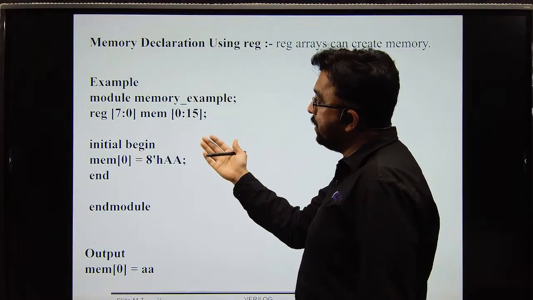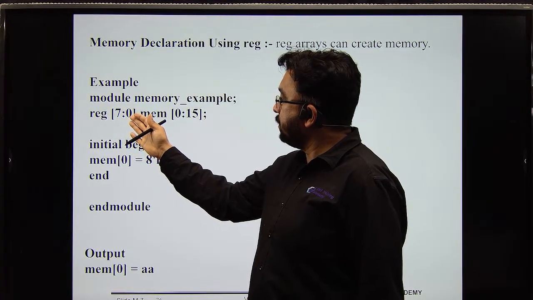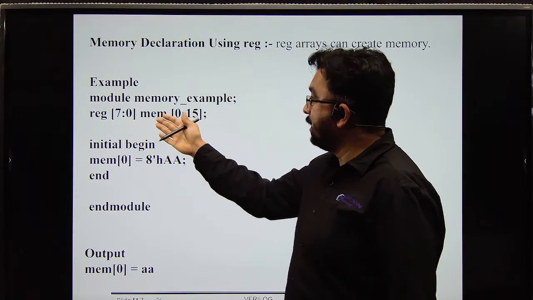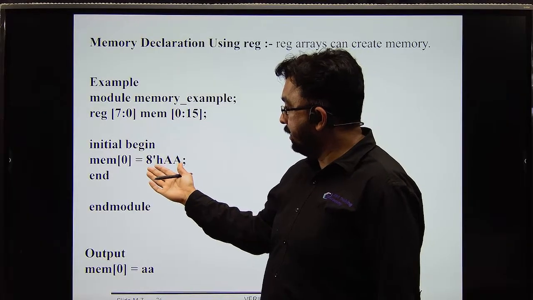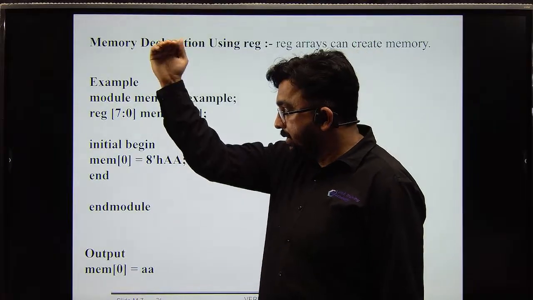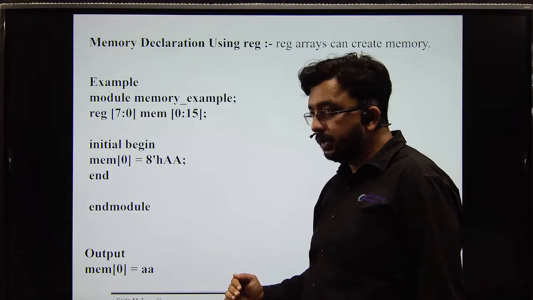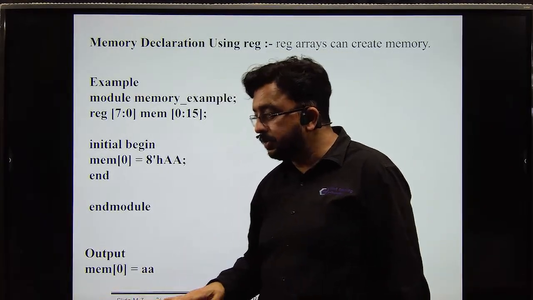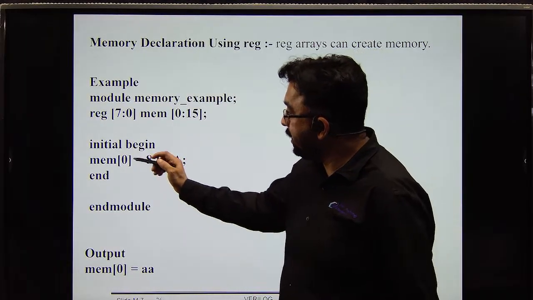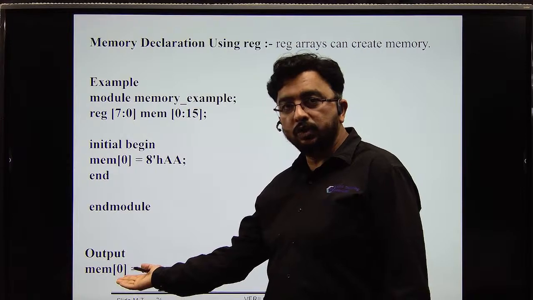Okay. Module memory example. This is basically, sorry, a single dimensional. Okay. So this is a row and column format, and you have assigned the zeroth value, that is memory 7, memory 6, memory 5, memory 4, memory 3, memory 2, memory 1, memory 0. So you have assigned the zeroth value to AA. That is why you have defined this memory as a reg. So the output of the zeroth value is AA.